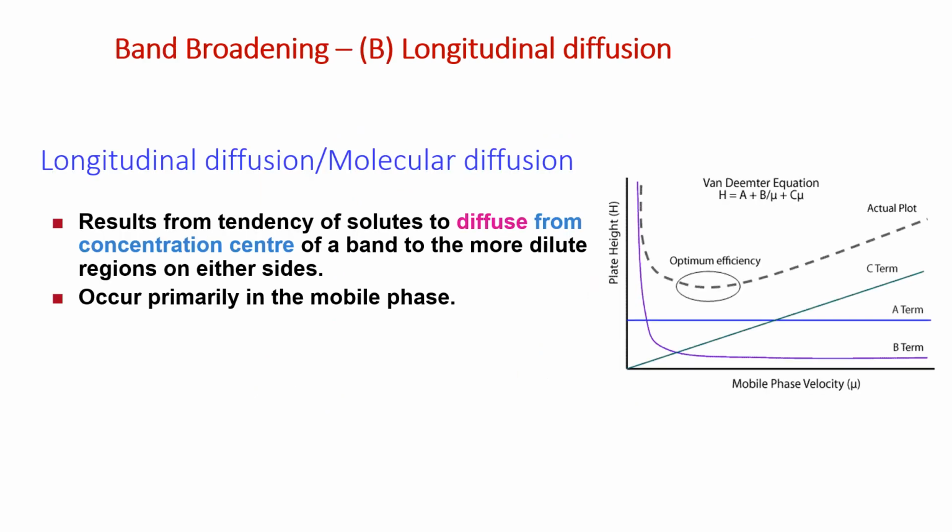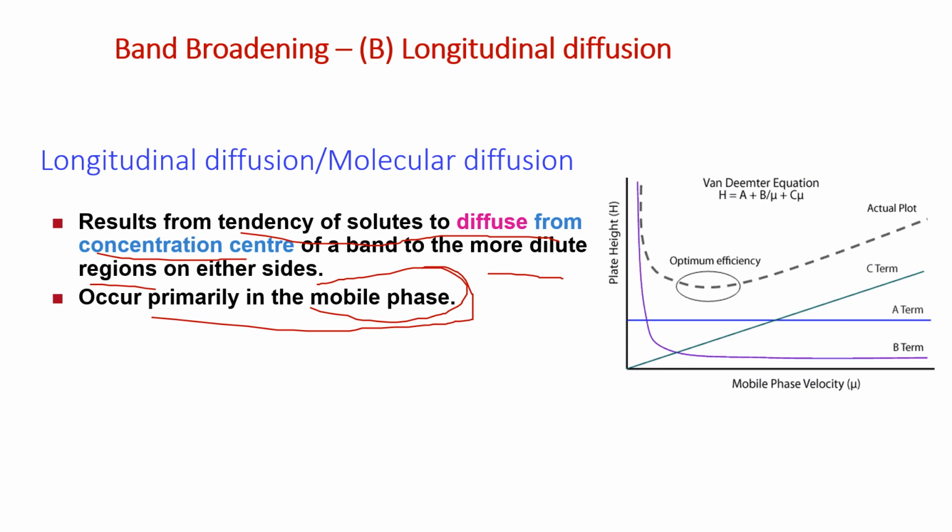So it is a result from the tendency of solute to diffuse from a very concentrated center to the more diluted region. This occurs primarily in the mobile phase. Why is it occurring in the mobile phase? Because as I mentioned just now, it depends on the flow rate of the mobile phase.